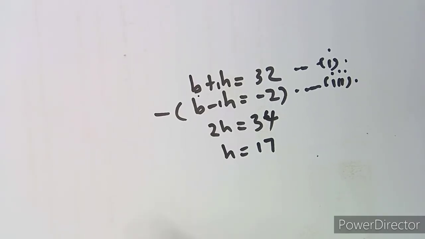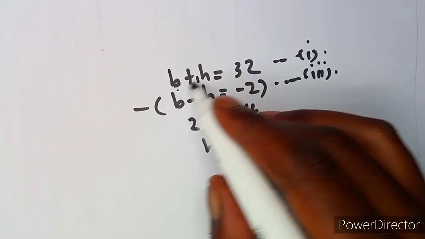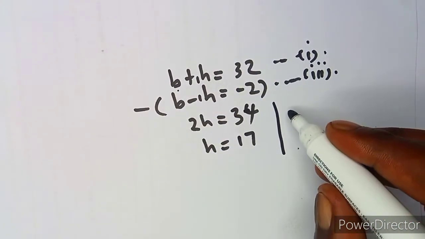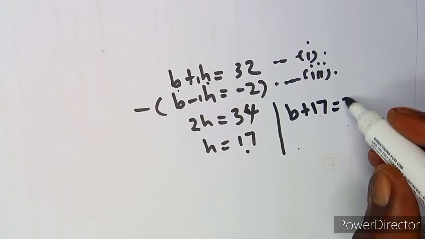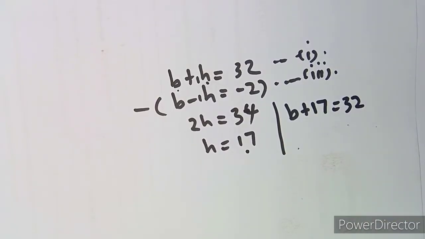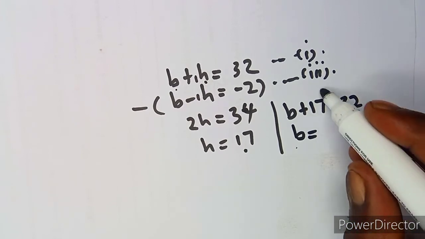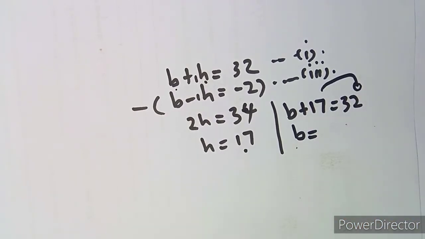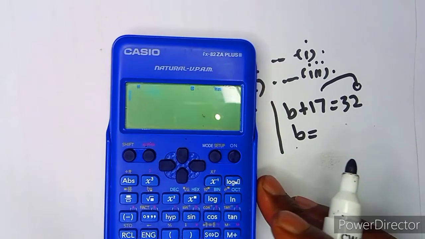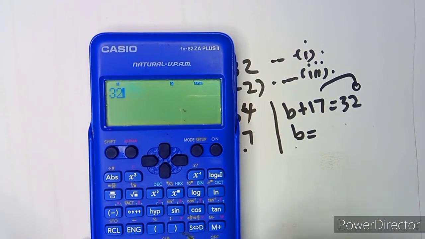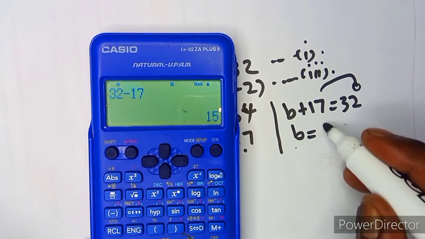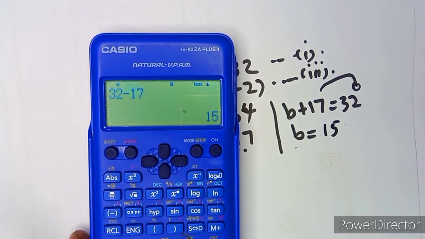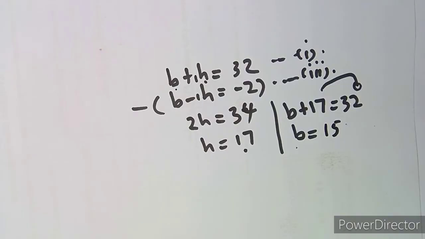We need to find the value of b, so we can substitute into any of these equations. Since we have h, we can have b plus h, where h is 17, equal to 32. So let's find b. b is going to be 32 minus 17. From our calculator, 32 minus 17 is 15. So b is going to give us 15. Okay, so in order for us to answer the question, we have to go back to the diagram that we had.